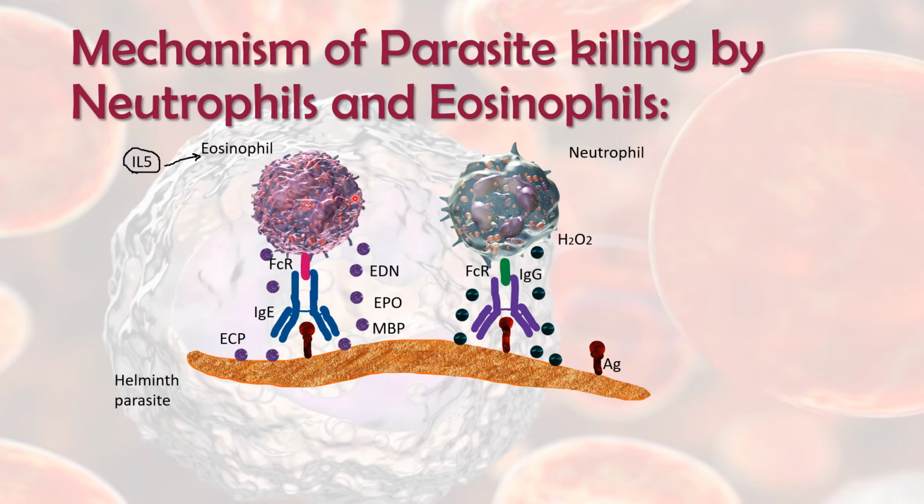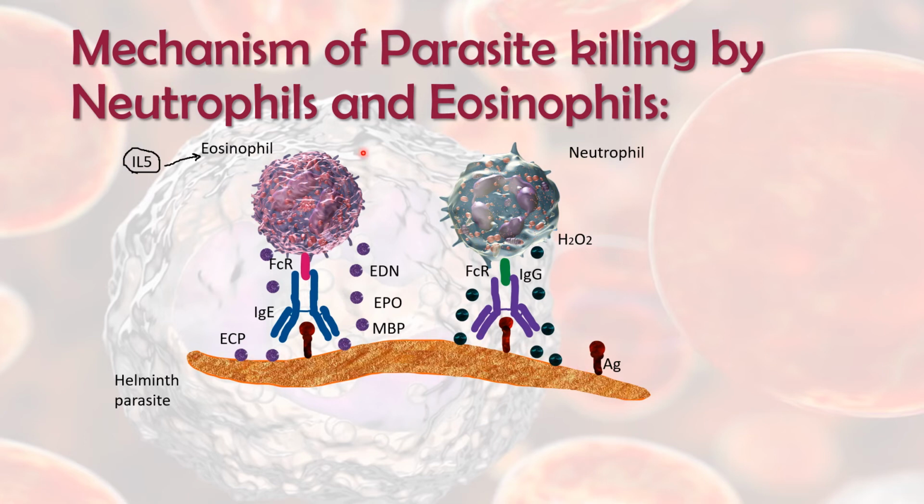Just like eosinophils, neutrophils have Fc receptors, and these Fc receptors are for IgG. So eosinophils have Fc receptors for IgE, whereas neutrophils have Fc receptors for immunoglobulin G. Once this IgG antigen complex binds with the Fc receptors of neutrophils, they get degranulated. It also causes degranulation of neutrophils, where the release of lysosomal or granular content like hydrogen peroxide, H2O2, or nitric oxide, NO, causes lysis of these helminth parasites.